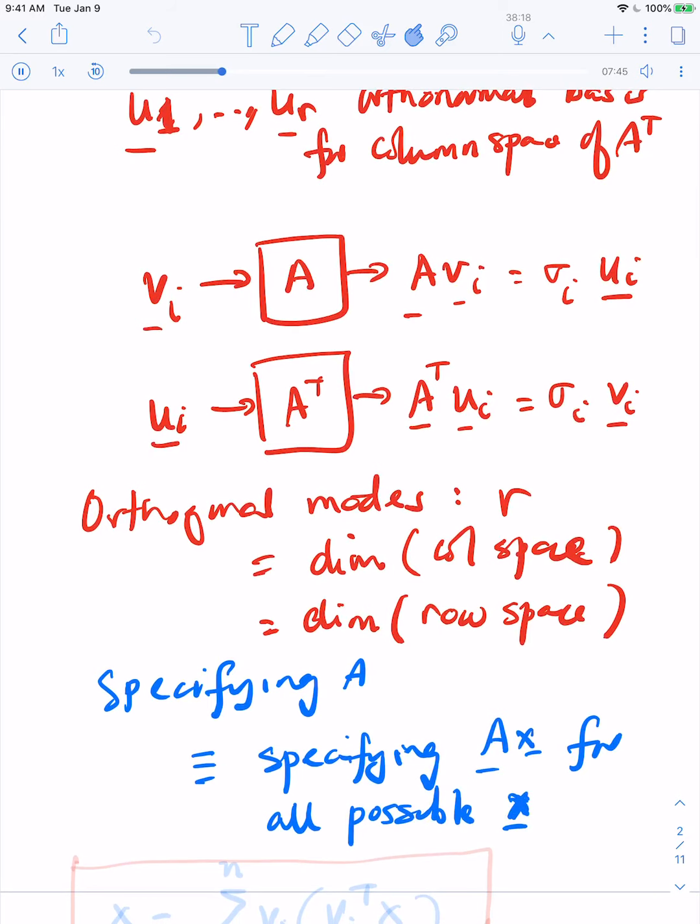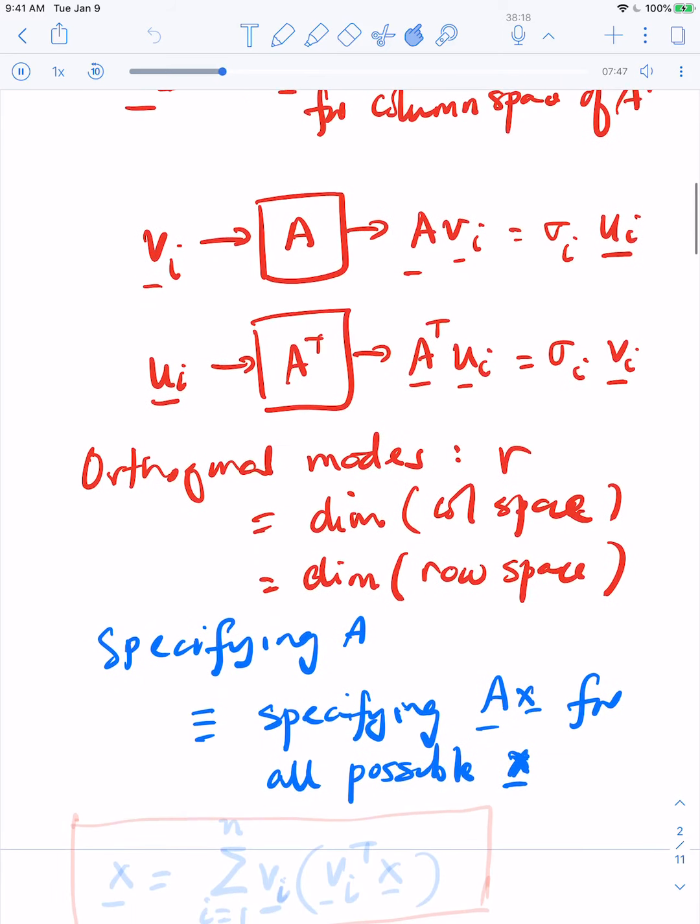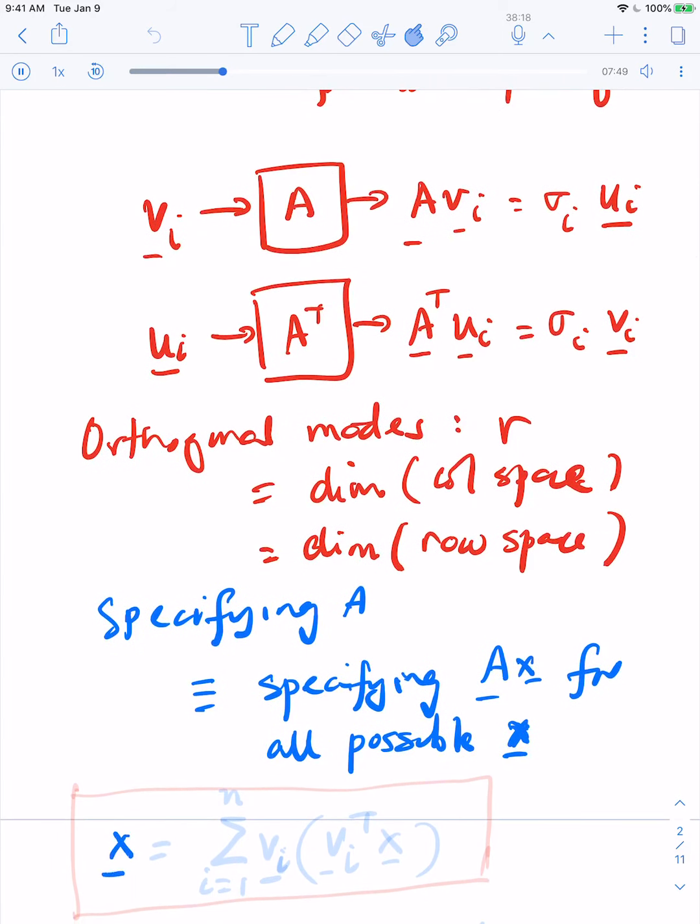So let's see what we can do. Any vector X can be expanded in terms of an orthonormal basis, right? So what I can do is expand X with respect to the Vi's. How do I do it? I project X onto Vi. That's the projection onto Vi.